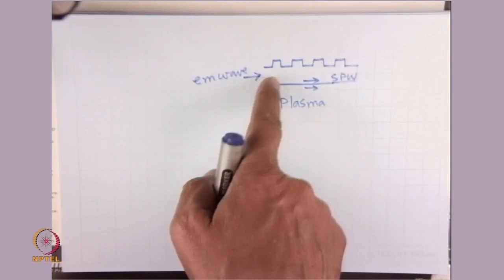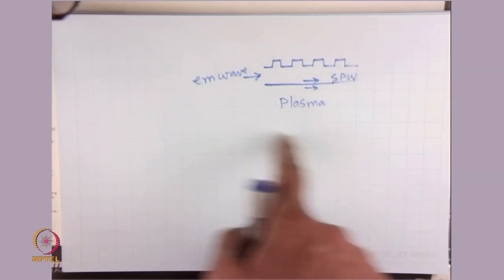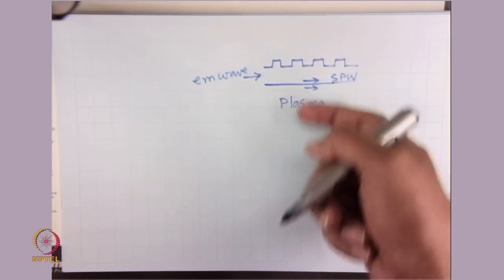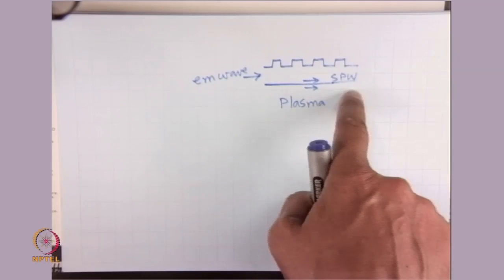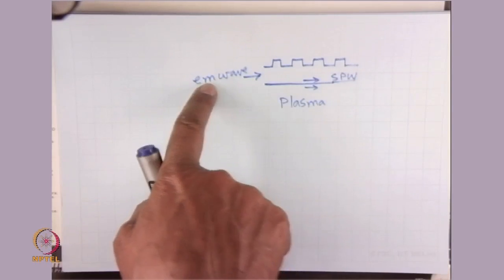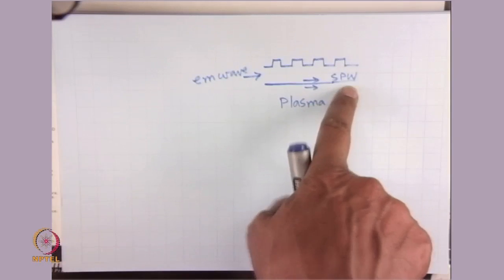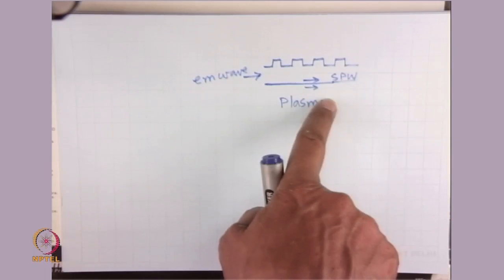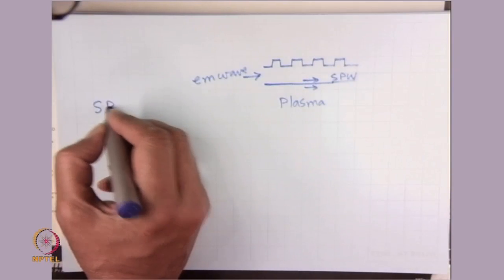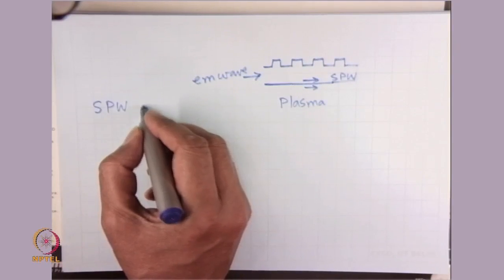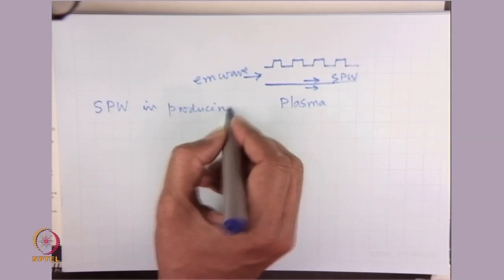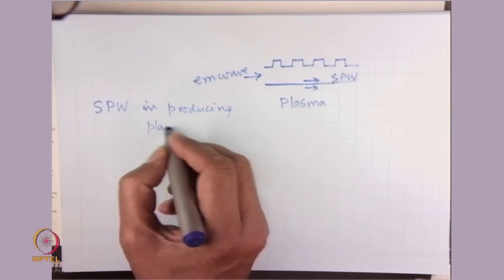Means this electromagnetic wave field will initially cause the initial ionization, but as that ionization develops, there is a sharp boundary between plasma and free space, and then you will produce a surface wave. So when the electromagnetic wave gets converted into a surface plasma wave, it becomes more effective in heating and sustaining the plasma. So this is utilized, SPW is utilized in producing plasmas for material processing.